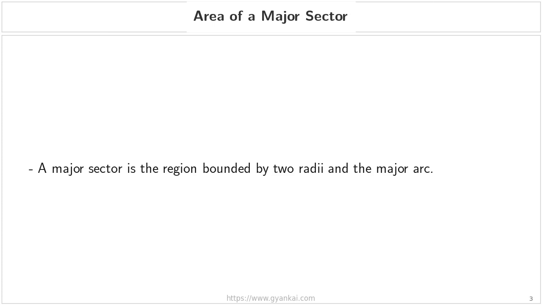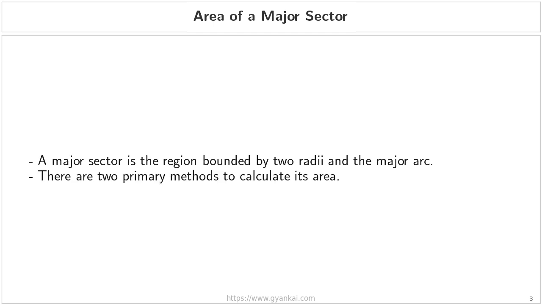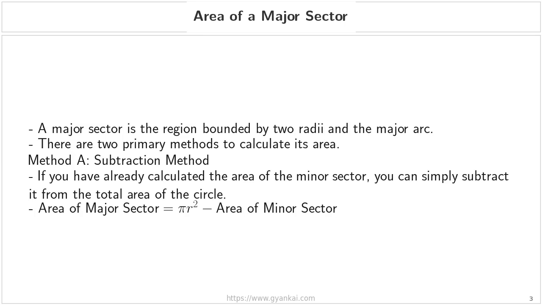Area of a major sector. By definition, a major sector is the region bounded by two radii and the larger, or major, arc. Think of it as the much larger piece of the pizza left over after you've taken one small slice out. To find its area, you actually have two primary methods at your disposal. First, let's look at method A, which is the subtraction method. This is often the most intuitive way to think about it.